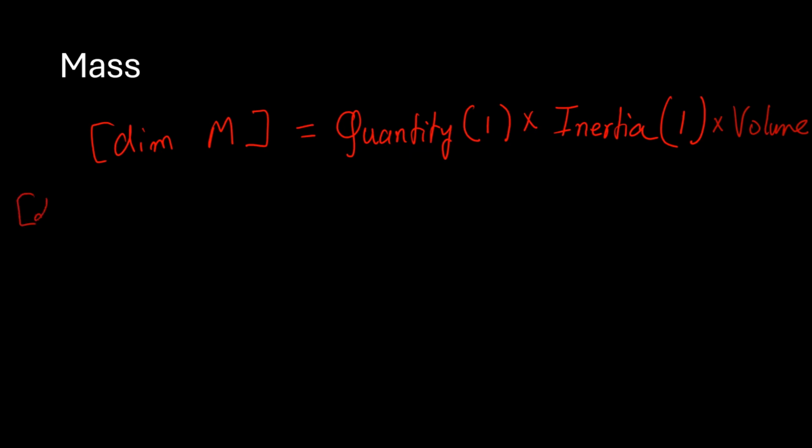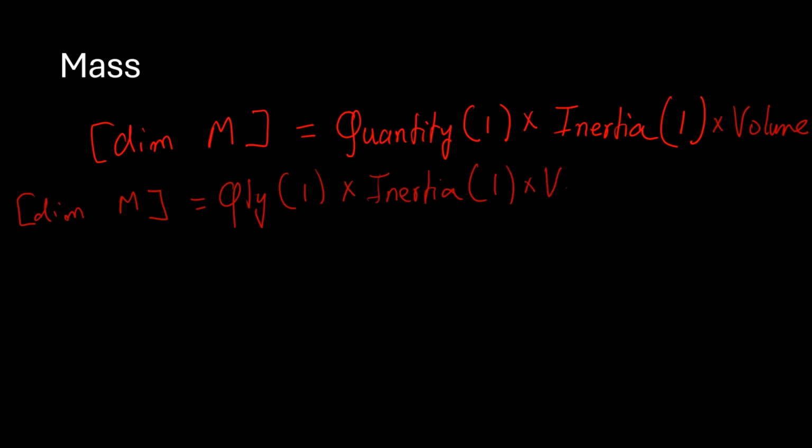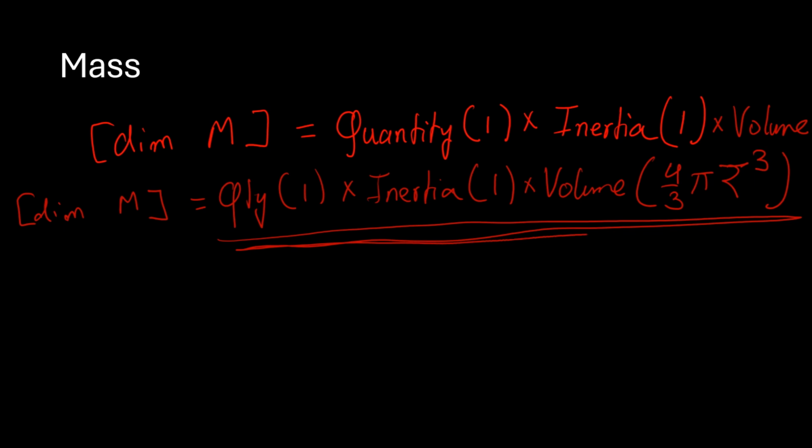So dimension m equal to quantity 1 times inertia 1 times volume, 4 by 3 pi r cubed. This is the definition of mass we will be using in these equations. So now let's define the interactions of this particle.